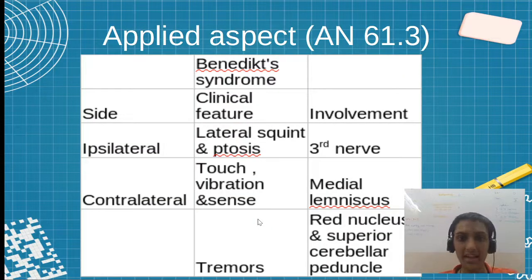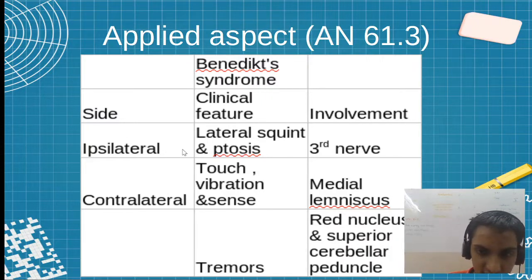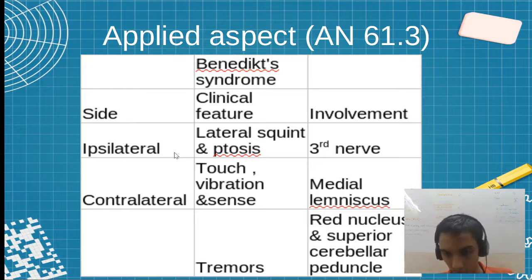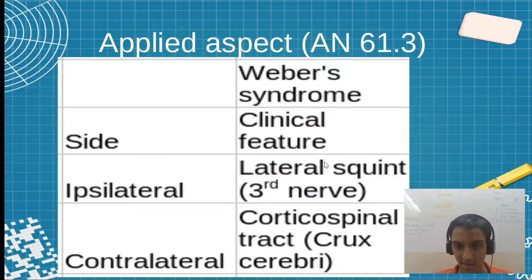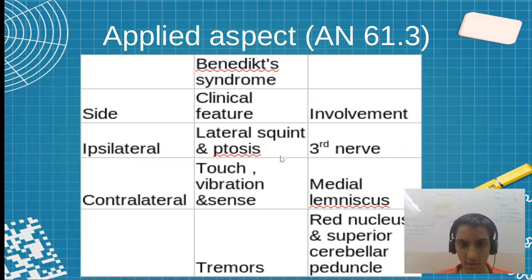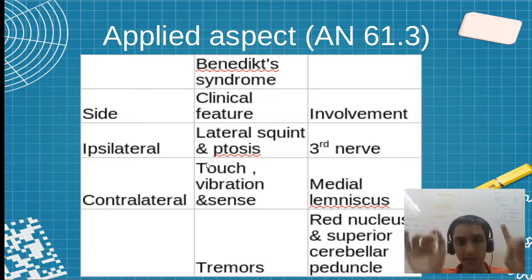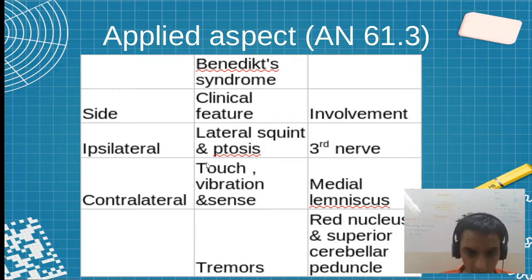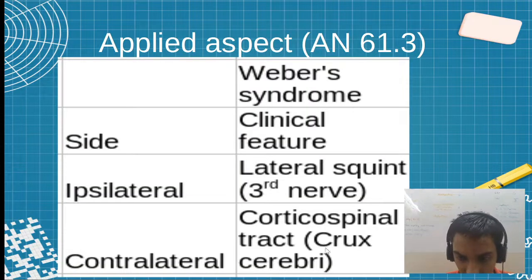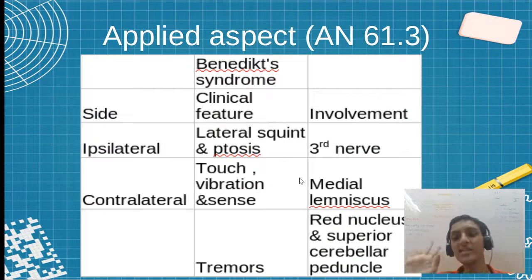Let us see with Benedict syndrome. That was Weber syndrome. This is Benedict syndrome. So ipsilateral is same. So I would like to compare. See here, ipsilateral. Here also we said lateral squint. Here also lateral squint. But extra you can add ptosis. But just remember, ipsilateral for Weber and Benedict's is same. That is squint, involving the same nerve. That is third nerve. Contralateral is different. There I told you corticospinal tract. That is crus cerebri. Here it is different.